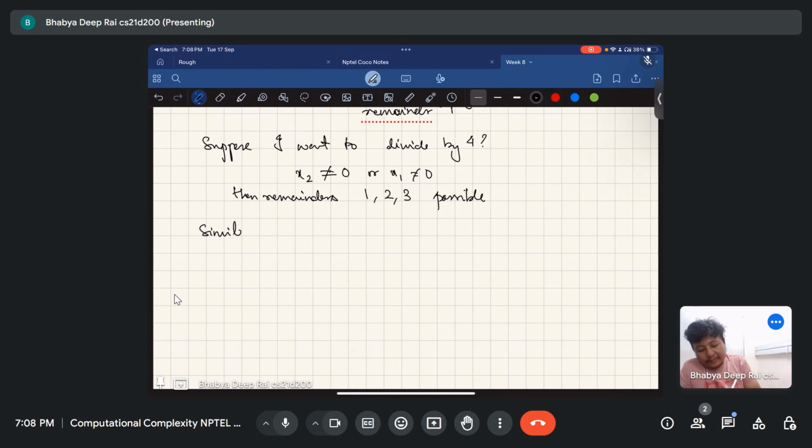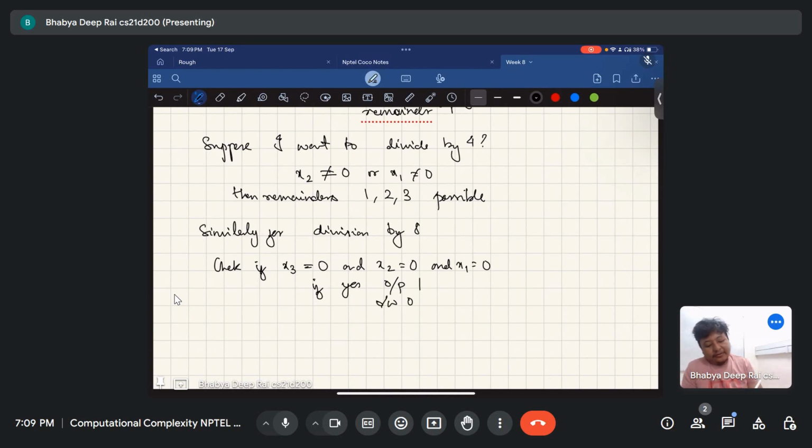Similarly, for division by 8, I look at the last 3 digits. x3, check if x3 equals 0 and x2 equals 0 and x1 equals 0. If yes, output 1, otherwise 0. What will it look like?